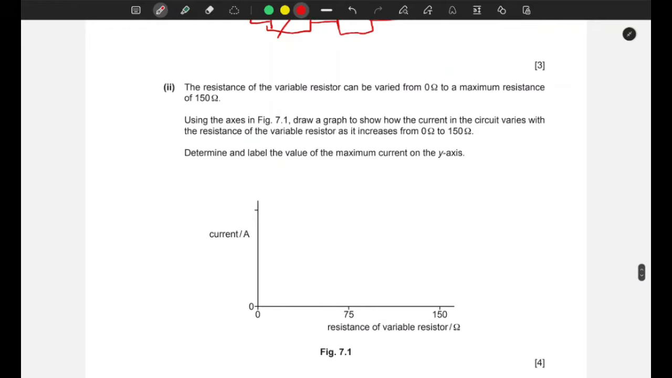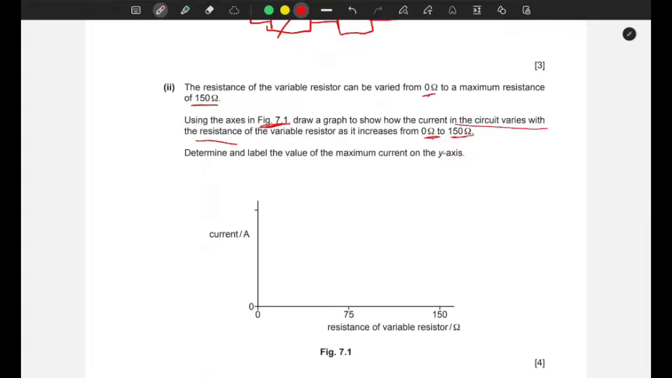Part 2. The resistance of a variable resistor can be varied from 0 to a maximum of 150 ohms. Using the axes in figure 7.1, draw the graph to show how the current in the circuit varies with the resistance of the variable resistor as it increases from 0 ohms to 150 ohms. Determine and label the value of the maximum current on the y-axis.